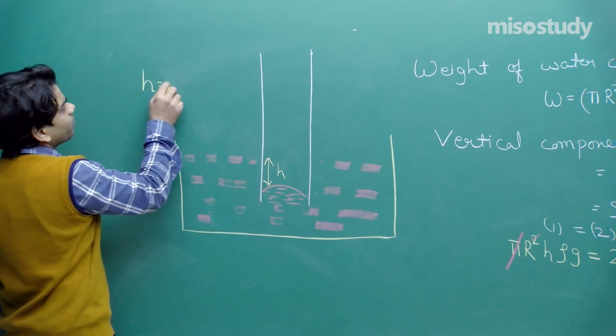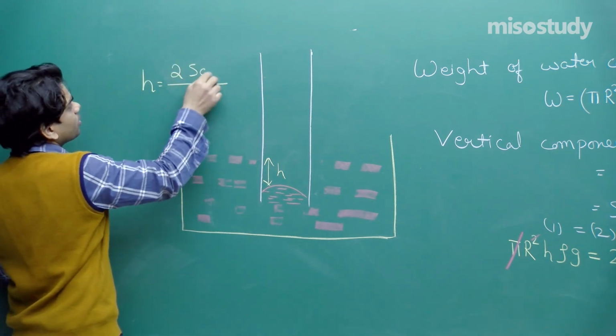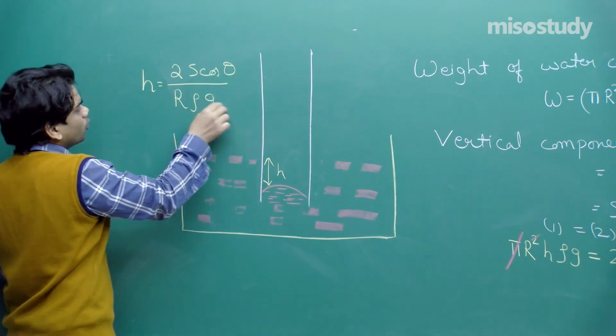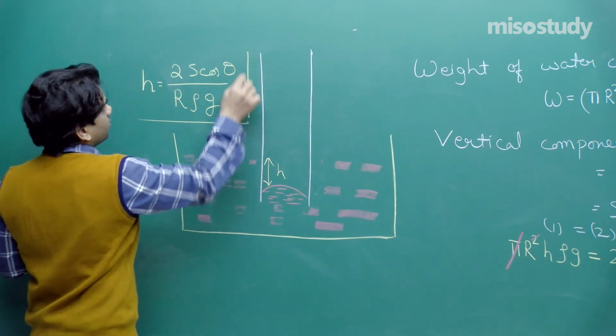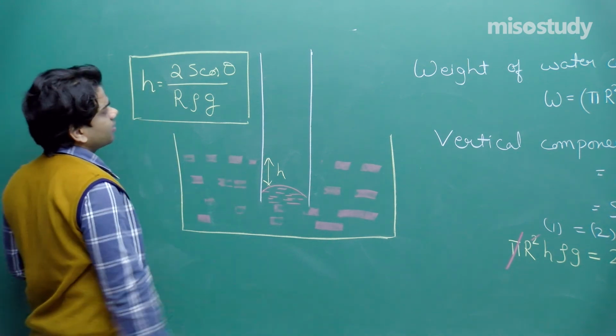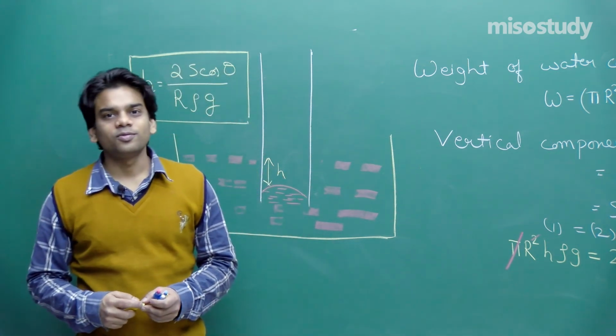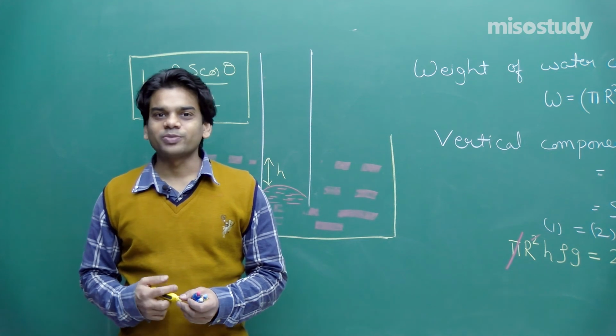Again the fall will be given by the same formula, 2s cos theta upon r rho g. This is when the meniscus is actually convex. Hope that you have got the formula for both concave and convex meniscus.